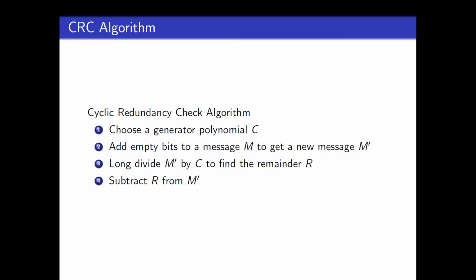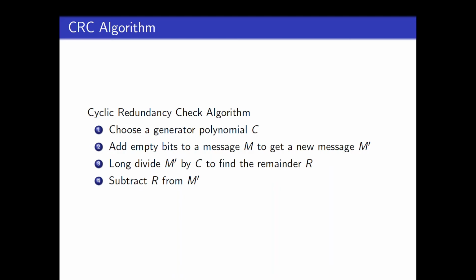So it's a very simple process, all things considered. First, the sender and receiver must decide on a single polynomial called C. It's a generator polynomial. And this single polynomial is going to be very important throughout this whole process, which we'll get into a little more at the end of this presentation.